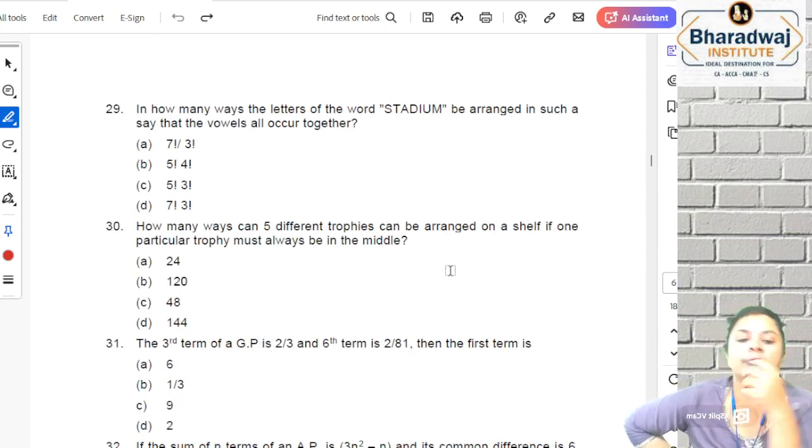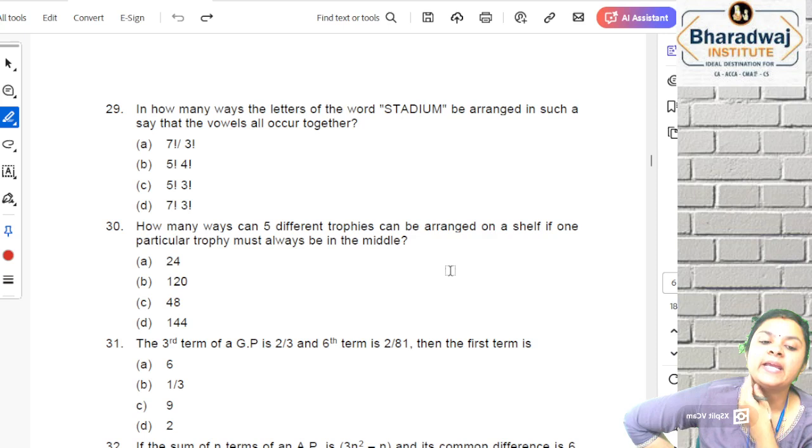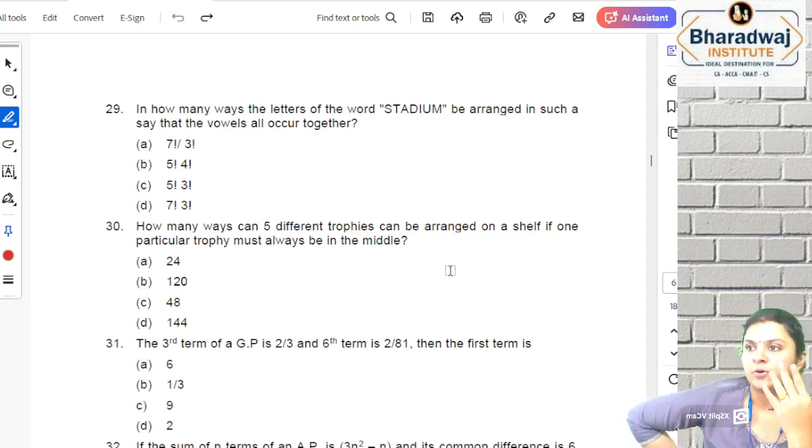Next, in how many ways can the word stadium be arranged such that the vowels occur together? Vowels occur together. How many vowels we have? A, I, U. 3 vowels. So 3 vowels we take as a block. S, T, D, M, 4 letters are there, balance. So 5 factorial into 3 factorial. Correct?